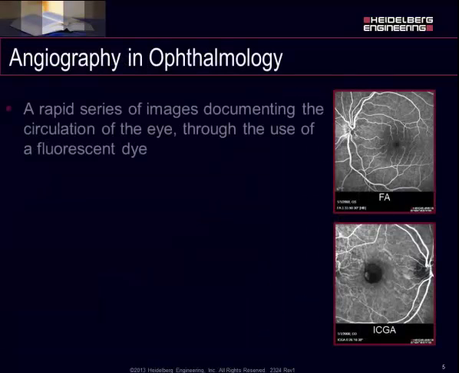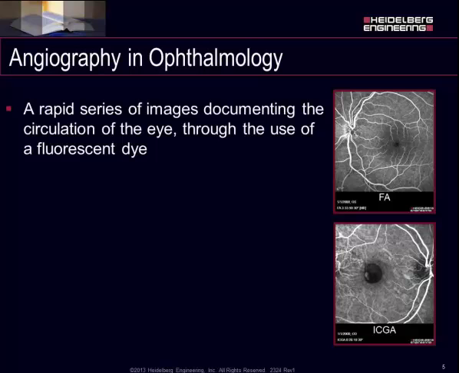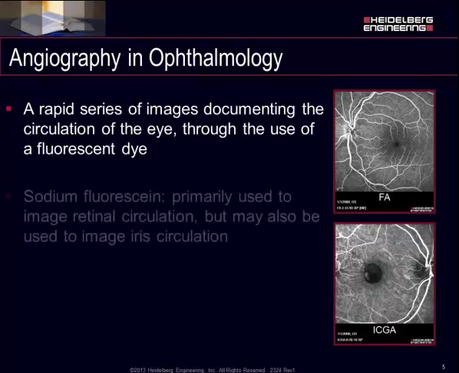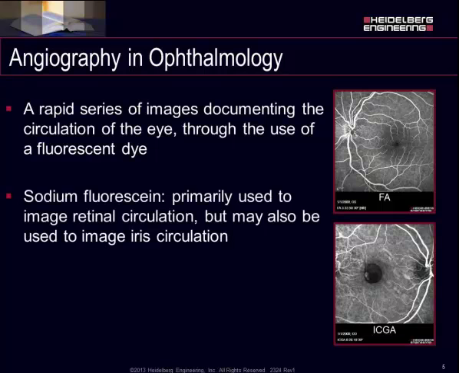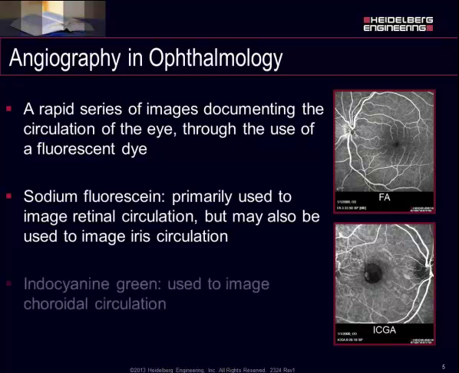So what is an angiography? In the case of ophthalmology, it's a rapid series of pictures documenting the circulation of the eye through the use of a fluorescent dye. The two dyes we're going to use are sodium fluorescein and indocyanine green. The sodium fluorescein is primarily used for retinal circulation, but can also be used to look at iris circulation. Indocyanine green is primarily for circulation of the choroid.